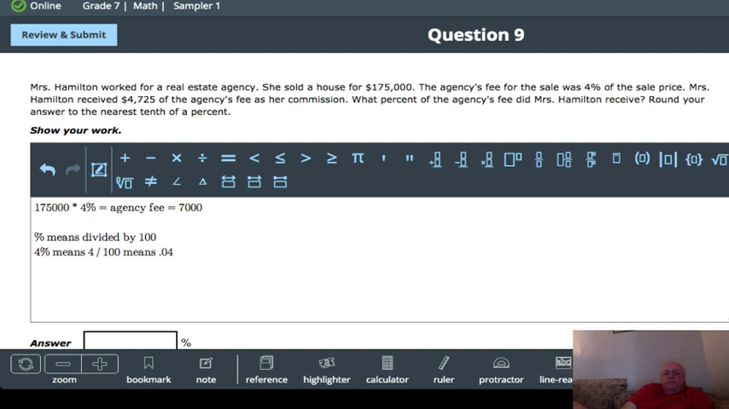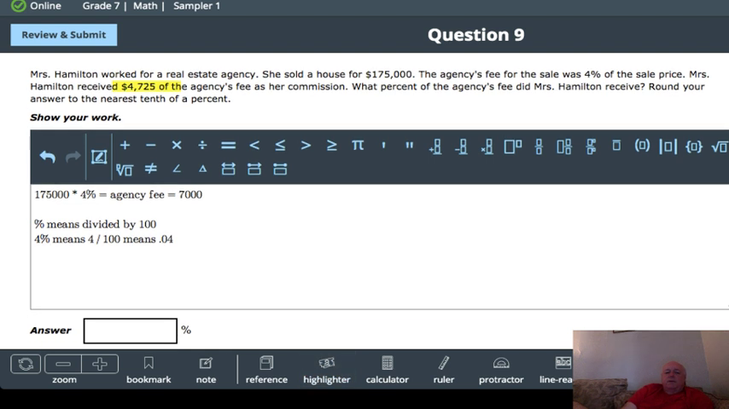And we're taking this a sentence at a time. Okay, what percent of the agency fee did Mrs. Hamilton receive? Okay, and round your answer to the nearest tenth of a percent. So what do we do next? The agency got $7,000. She got $47.25 of that. So what percent did she receive? So what we're going to do is do $47.25 divided by 7,000.